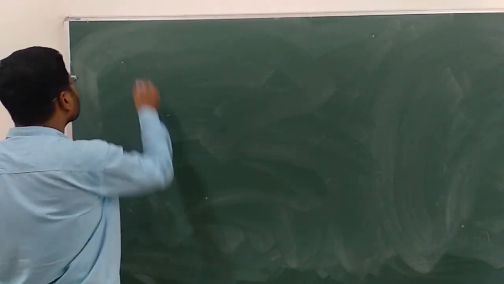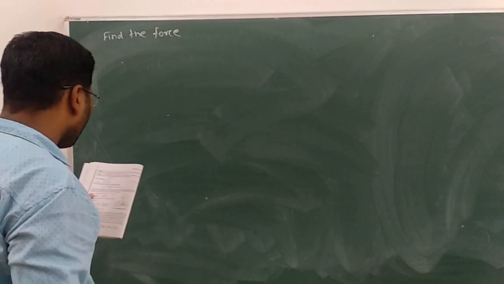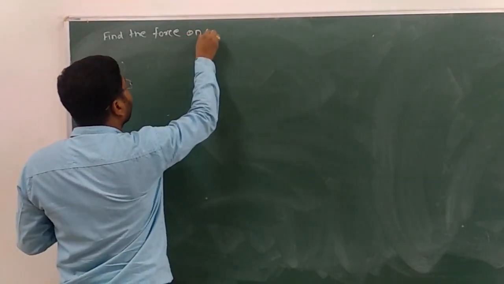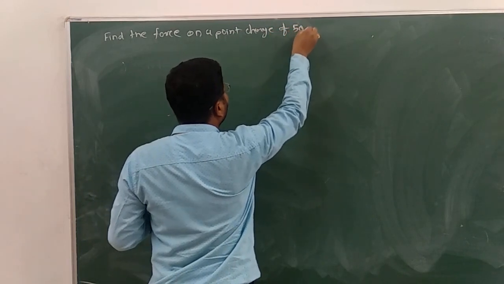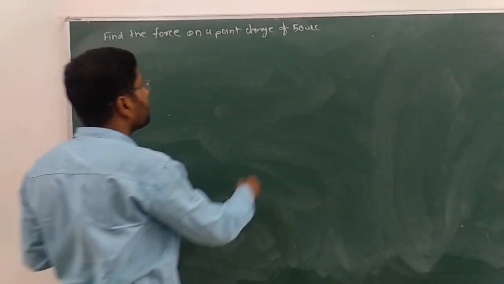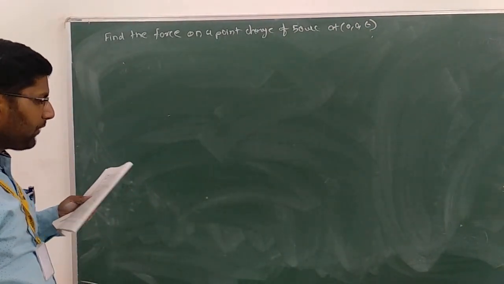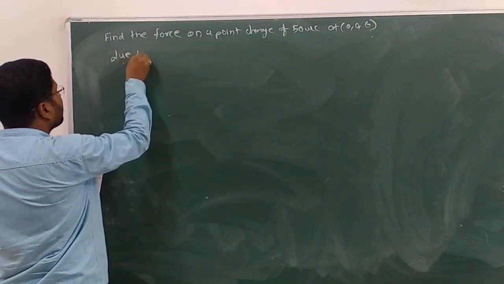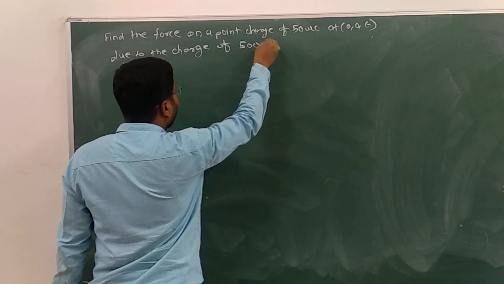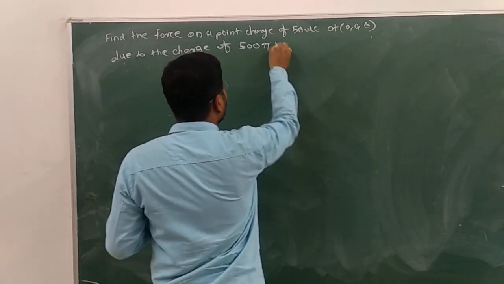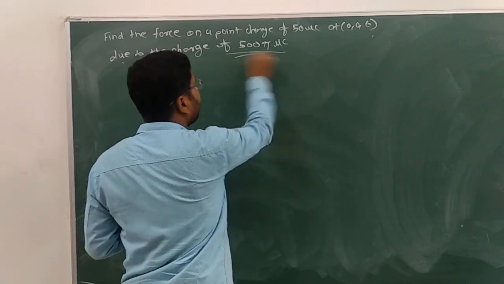Find the force on a point charge of 50 microcoulomb at (0, 0, 6) due to the charge of 500 pi micrometer that is uniformly distributed over a circular disc.